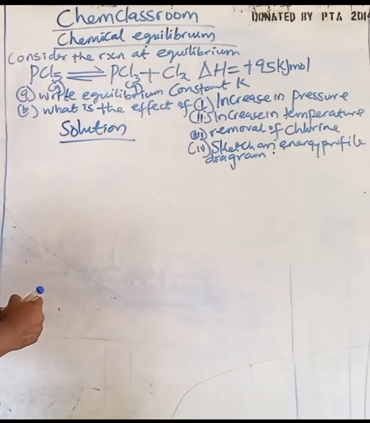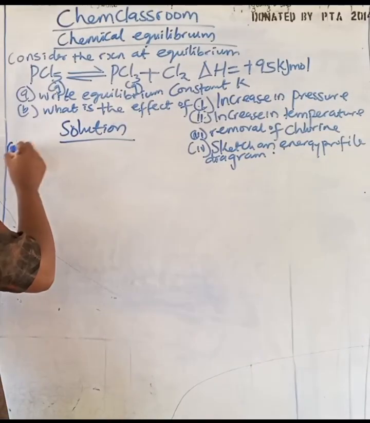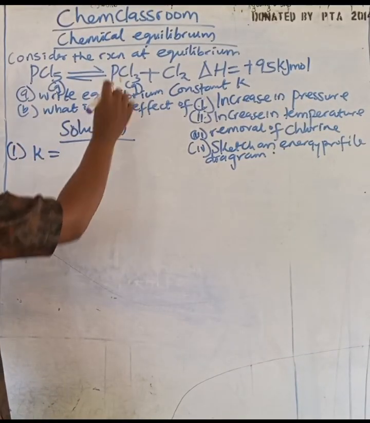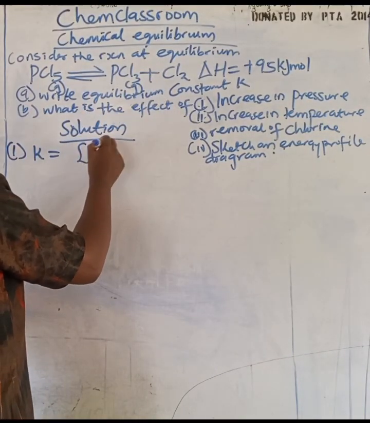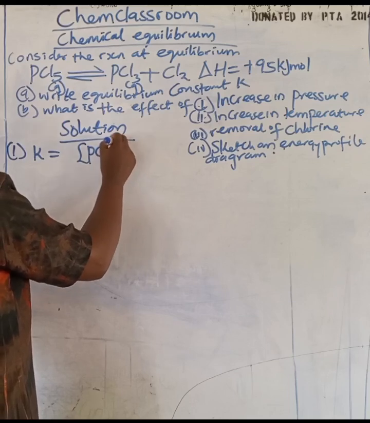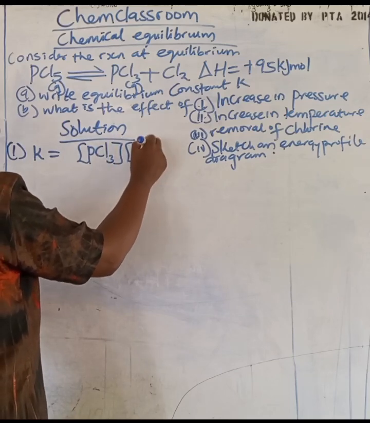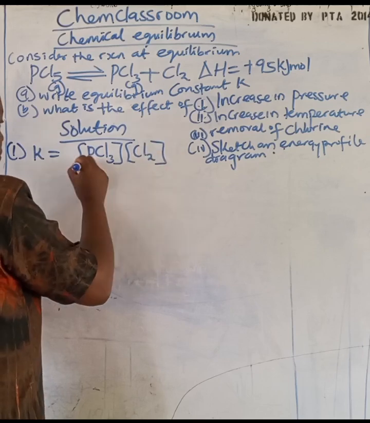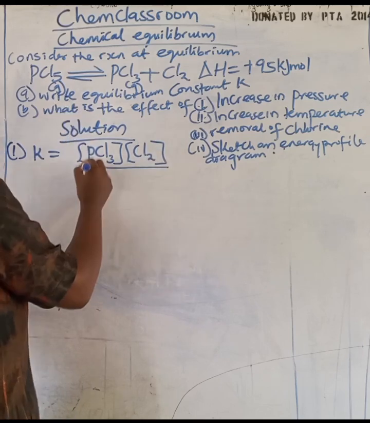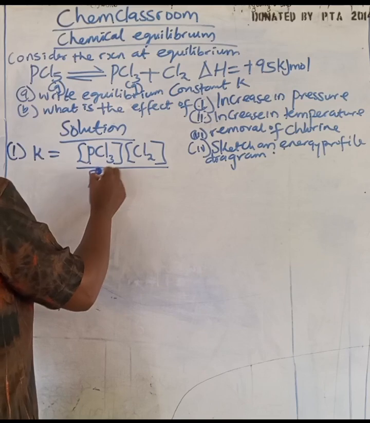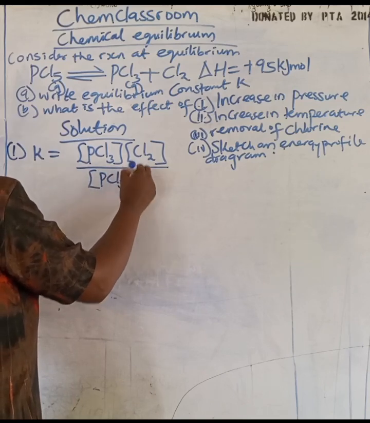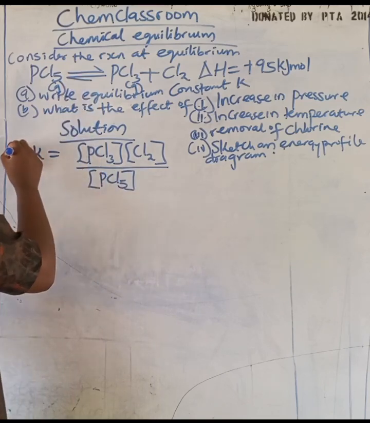Consider the reaction, right? The equilibrium constant. So the first one, the equilibrium constant, I'm going to take the product, which is PCl3, then the chlorine gas, divided by, please always use your square bracket, please. So we are done with the first question.